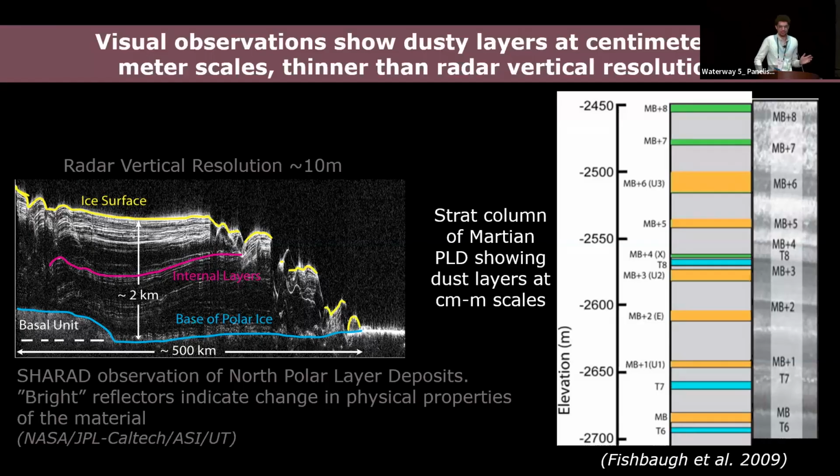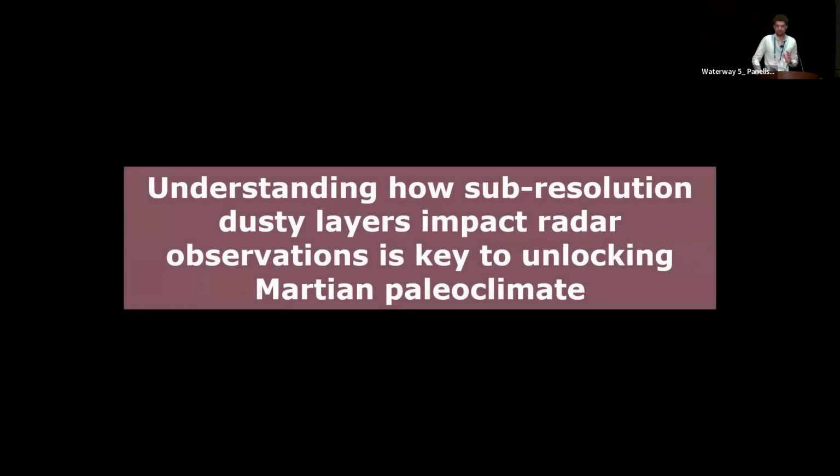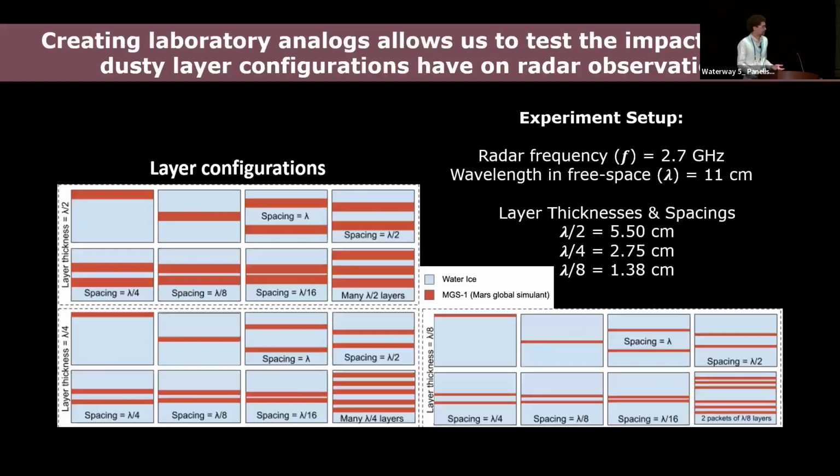Just because these layers are below the vertical resolution, they still have an impact on our radar observations. So figuring out a way to connect these sub-resolution layers to vertical and radar observations is key to understanding how the Martian paleoclimate developed. And so that's where my experiment comes in.